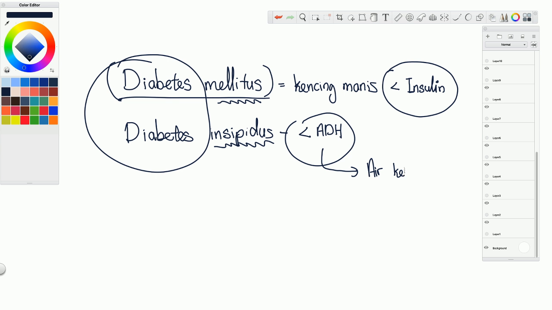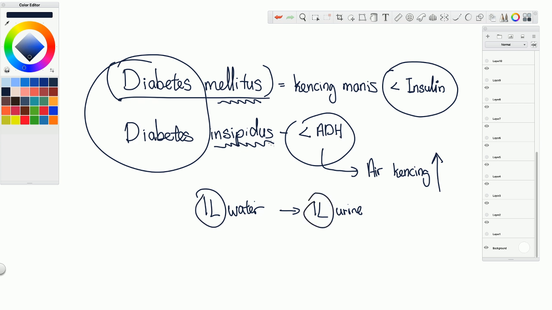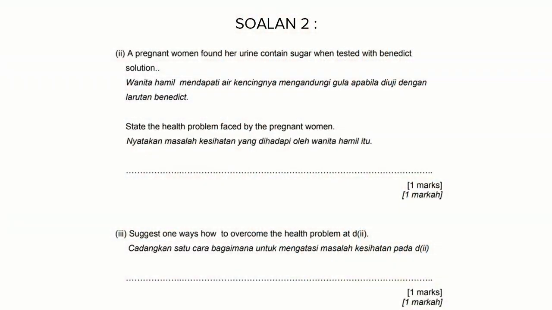We produce urine very frequent and a lot. For example, you drink 1 liter water, you have diabetes insipidus, you will produce 1 liter urine also. You minum air 1 liter, menghasilkan 1 liter juga air kencing. Maksudnya, air tidak diserap. Whatever you drink, just come out like that only. So, it's diabetes insipidus. So, untuk soalan ini, tentang air kencing, adanya gula, kamu kena beritahulah jawapan penuh, diabetes mellitus.